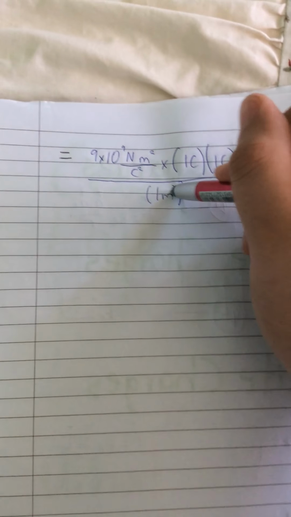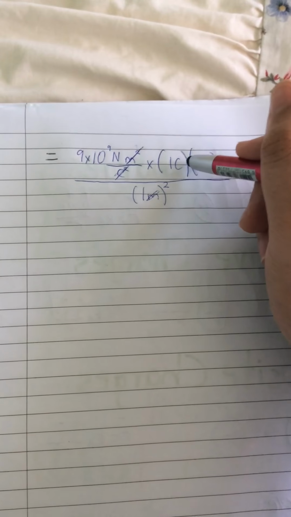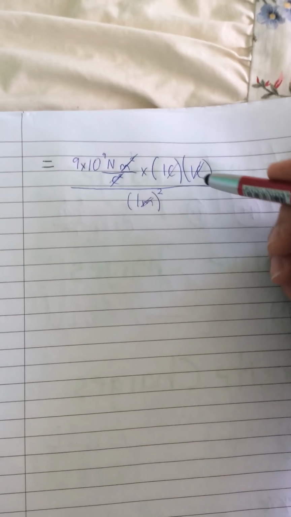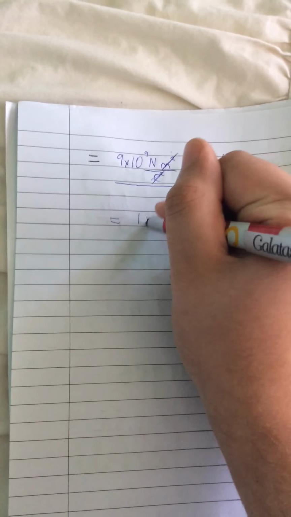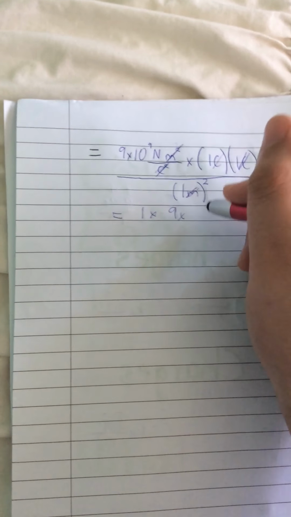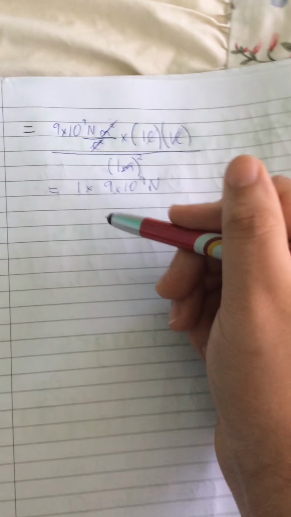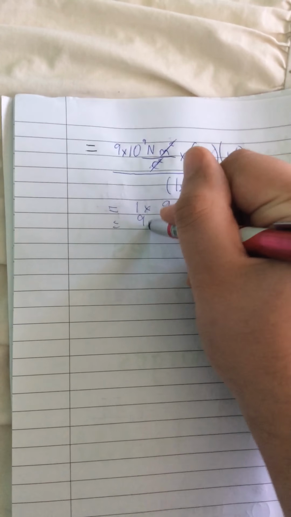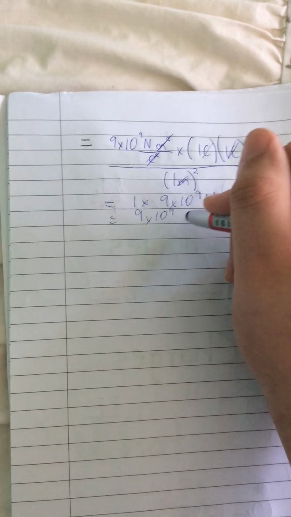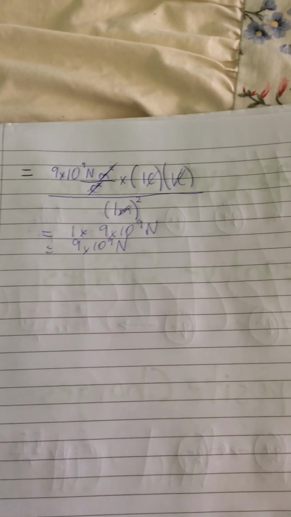So we know that we can get rid of the 1 meter squared because of this one. So that cancels out. That coulomb cancels out with these two. So what we end up with is pretty much 1 times 9 times 10 to the power of 9 newtons. And we don't really need that. So that ends up being 9 times 10 to the power of 9 newtons. That ends up being 9 billion newtons, which is a lot.